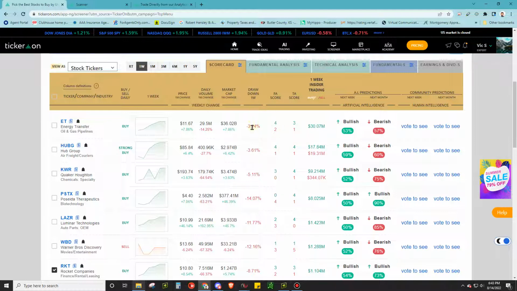So also the drawdown. I thought this was interesting when I first looked at this list. The drawdown for the last week looks like these are on dips. So if you're a dip type of buyer, buying stuff on a dip into insider trading into a predicted AI bullish scenario, not a bad situation here. You're getting some discounts here from what I can tell.